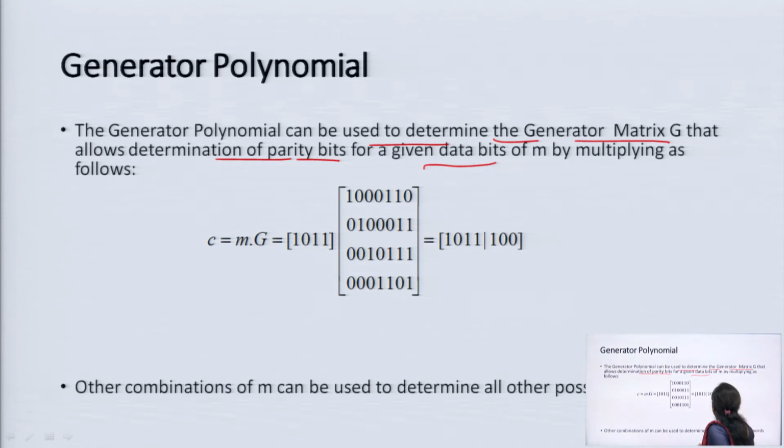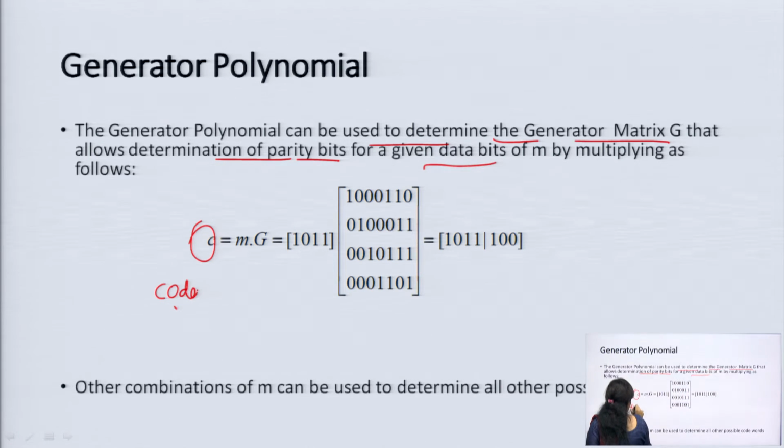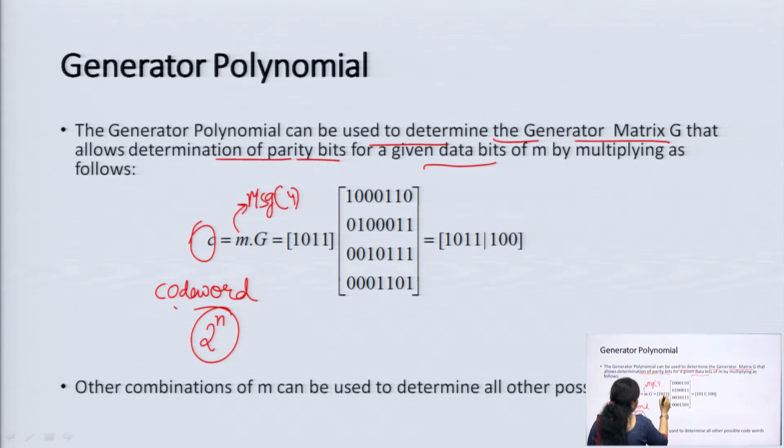How will this matrix be generated? First, you will see that this is C that is generated over here, the code word. C is nothing but the code word. So, how many code words are possible? 2 to the power n code words are possible using this linear block coding. How are you going to generate them? This is the original message. You can see that there are 4 bits of message, and this is the generator matrix.